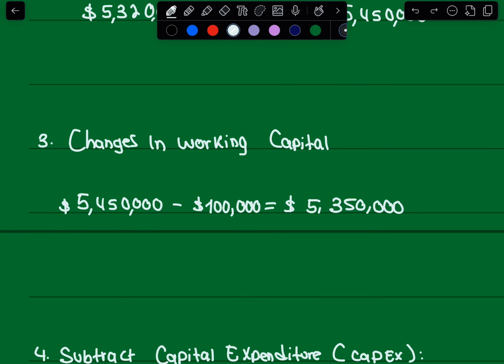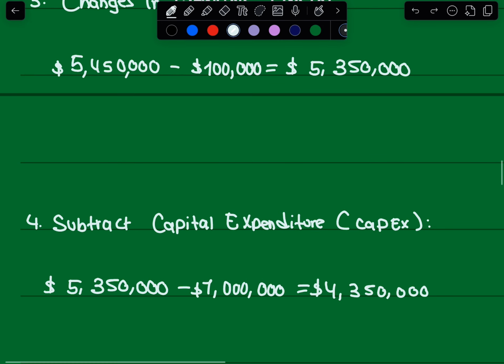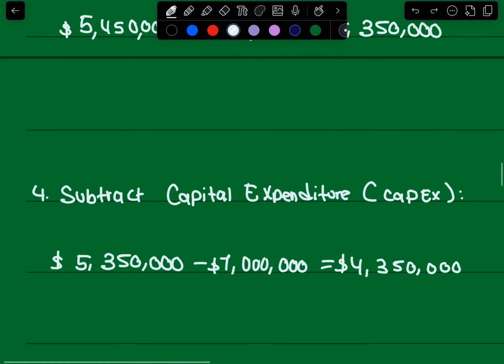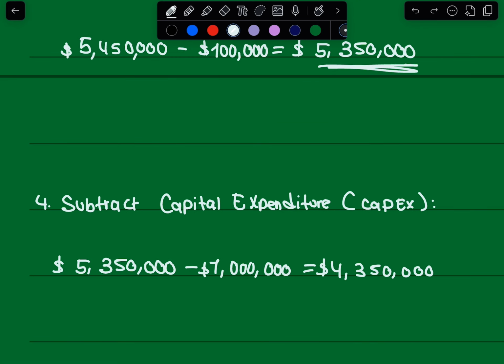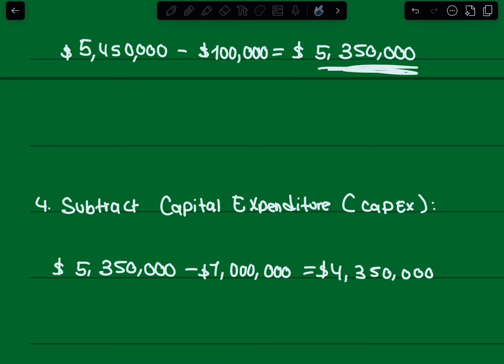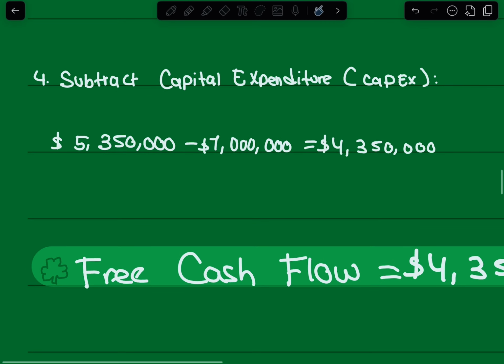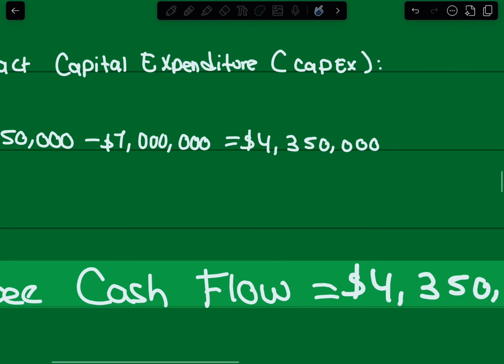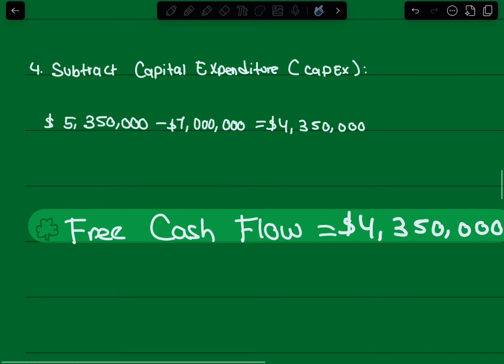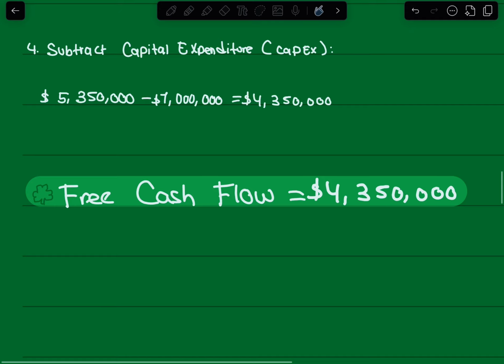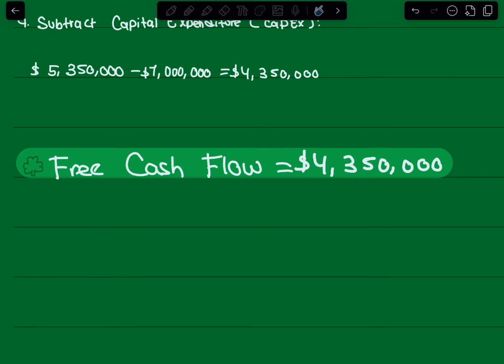Then our fourth step is to subtract capital expenditure. And we would take this total amount and subtract capital expenditure, which is $1 million. $5,350,000 minus $1 million equals $4,350,000. And that would be our free cash flow, $4,350,000.